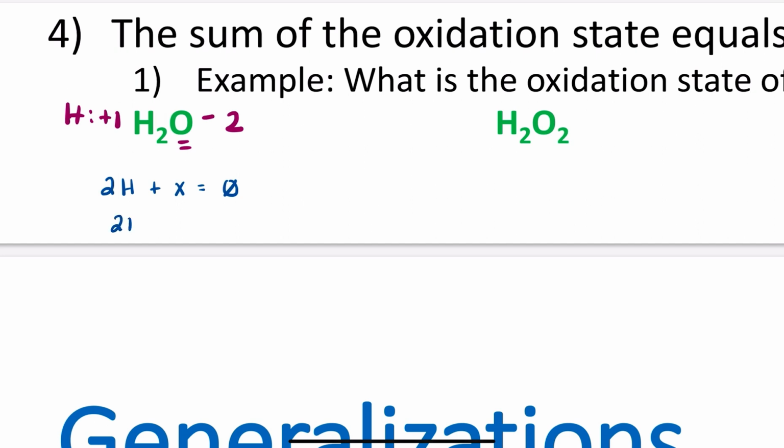But I know that the oxygen wants to be a -2 charge. So 2H minus 2 has to be equal to 0. Solve this algebraically. This means 2H has to equal 2, and each H has to be equal to +1. My hydrogen here has to be +1. My oxygen has to be -2. Oxygen is more electronegative. It's listed second. It's going to get the negative charge.